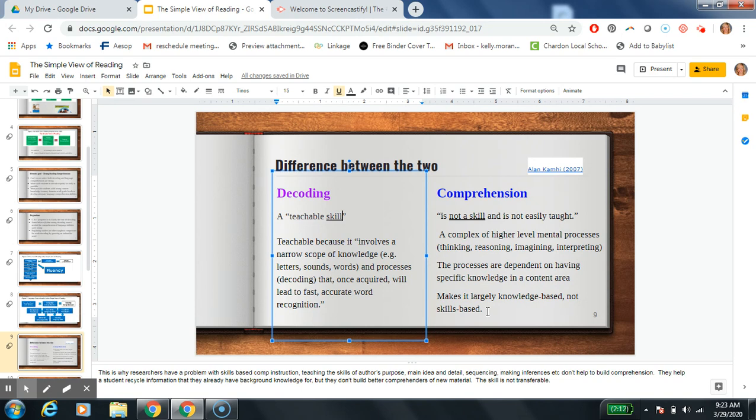It is more of a complex process of thinking, reasoning, imaging, and interpreting things that you know about or understand or have facts about. So doing this helps a student recycle information that they already have background knowledge for, but they don't become better comprehenders of new material.